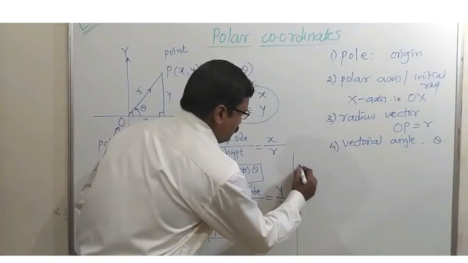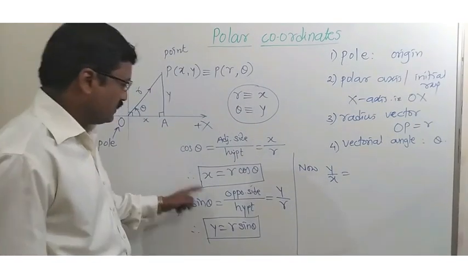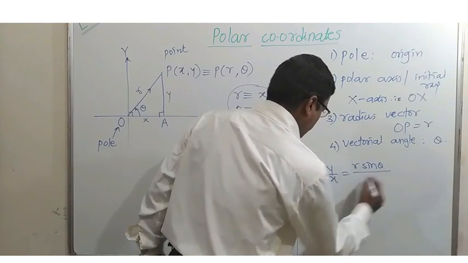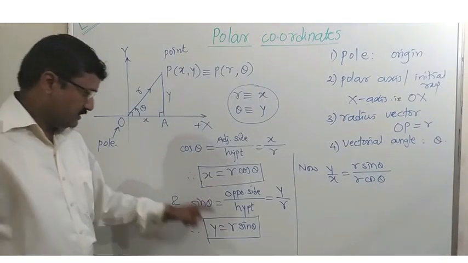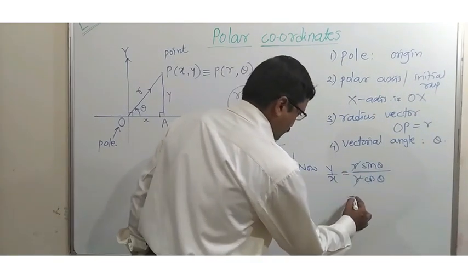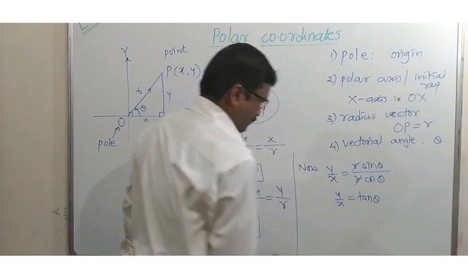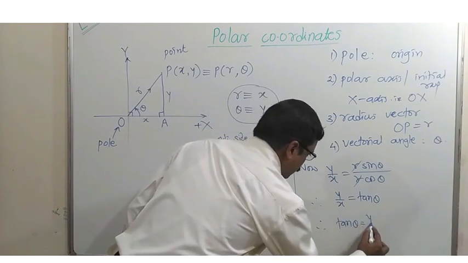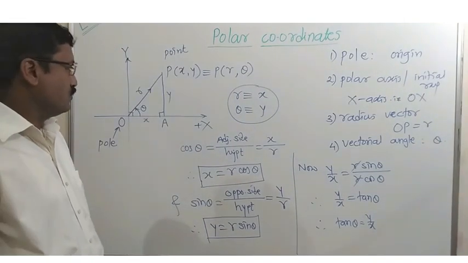If you take y upon x, then it will be r sin theta upon r cos theta. Y upon x is equal to r sin theta upon r cos theta. Here r will cancel and remains only tan theta. So y upon x is equal to tan theta, or it can be written as tan theta equal to y upon x. Obviously x should not be equal to 0.